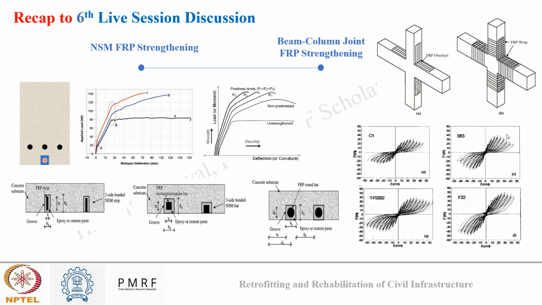Here, we talked about how the beam column joint becomes critical, particularly in earthquake prone areas where lateral stresses become critical. We saw a couple of literature studies, different arrangements of FRP joint strengthening, and talked about the hysteresis loop and behavior of loading and unloading.